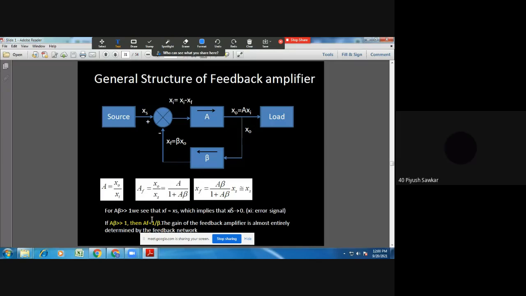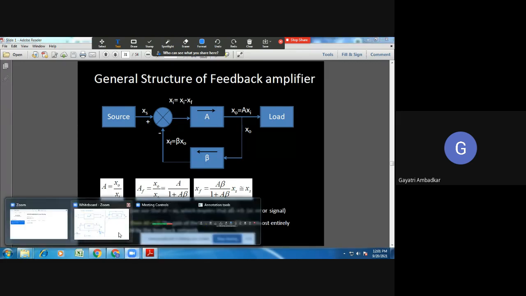Yes, ma'am. Everybody. What is the meaning of feedback that you understood? Whenever I connect some part of the output back to the input, I call it the feedback process. And if I apply this on the amplifier, I call it a feedback amplifier. Is it clear? Now here I am showing you the feedback amplifier.